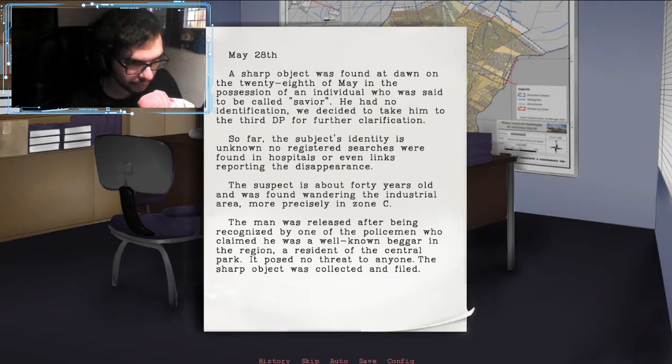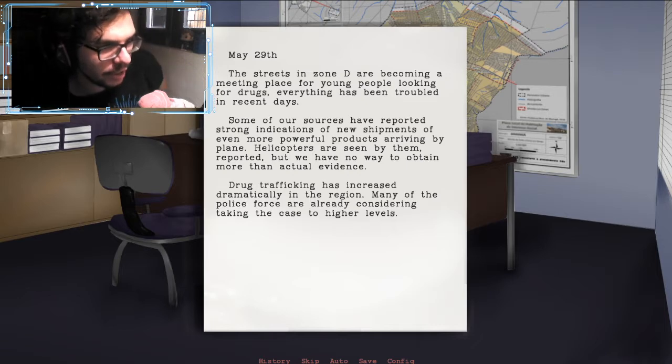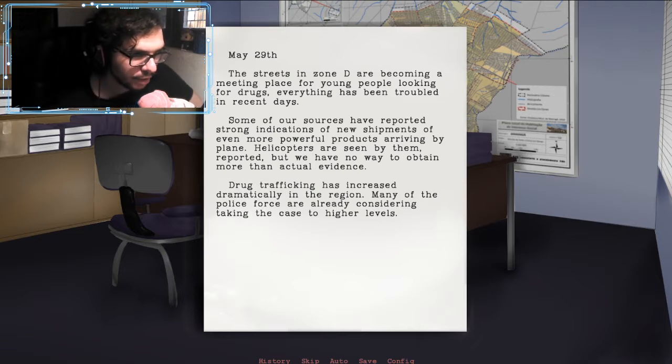Okay, so sharp object, let me see the 29th. The streets in Zone D are becoming a meeting place for young people looking for drugs. Everything has been troubled in recent days. Some of our sources have reported strong indications of new shipments of even more powerful products arriving by plane. Helicopters are seen by them reported, but we have no way to obtain more than actual evidence. Drug trafficking has increased dramatically in the region. Many of the police force are already considering taking the case to higher levels.